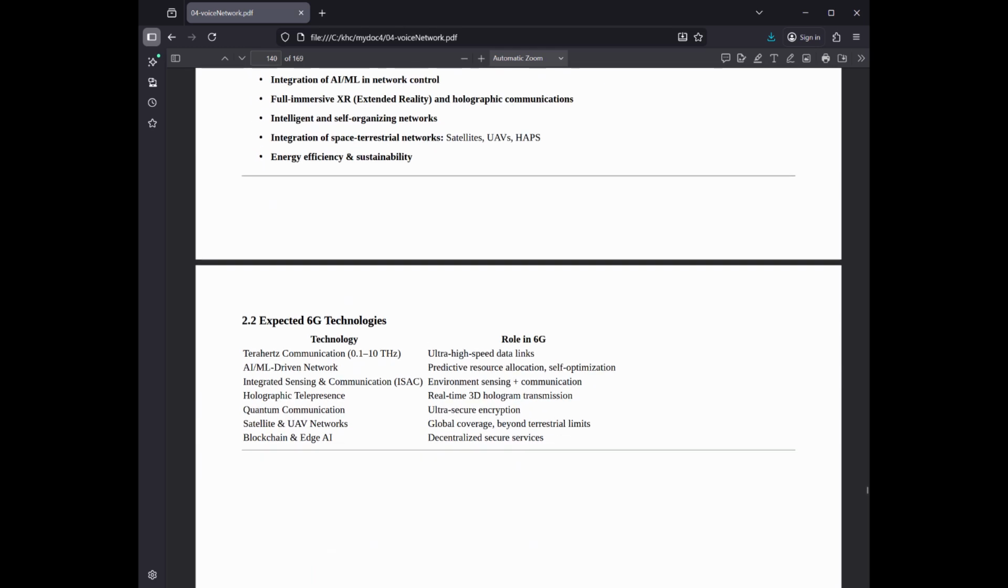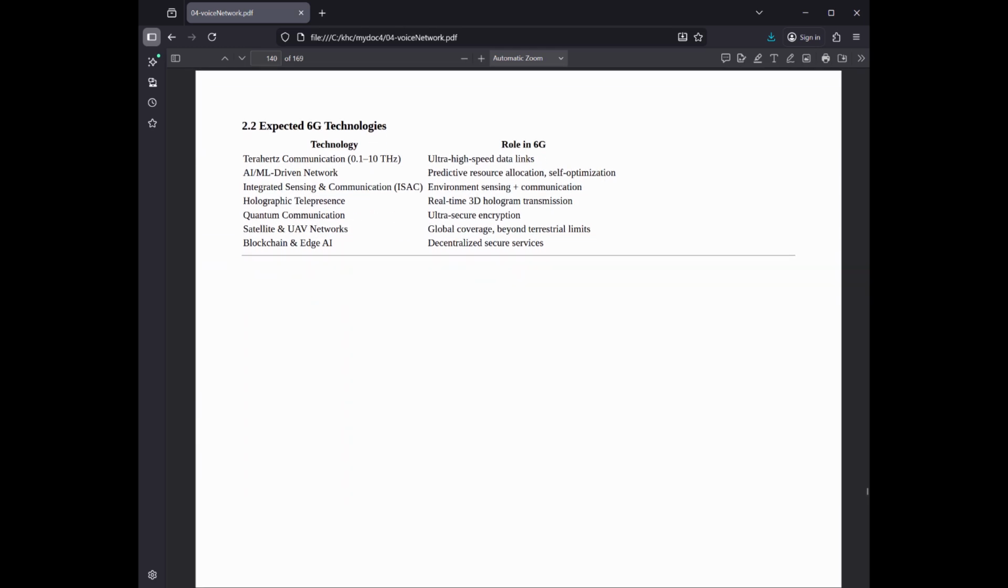Expected 6G technologies and their role in 6G. Terahertz communication, 0.1 to 10 THz, ultra-high-speed data links. AI/ML-driven network, predictive resource allocation, self-optimization. Integrated sensing and communication, ISAC, environment sensing plus communication. Holographic telepresence, real-time 3D hologram transmission. Quantum communication, ultra-secure encryption. Satellite and UAV networks, global coverage beyond terrestrial limits. Blockchain and edge AI, decentralized secure services.